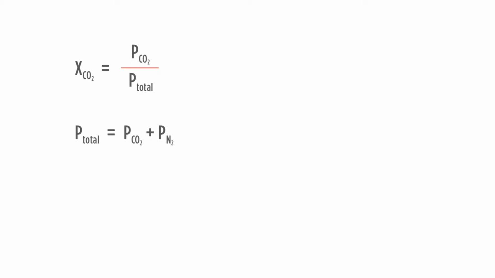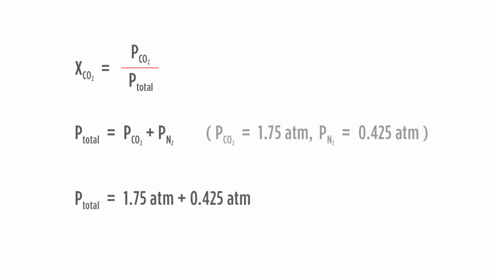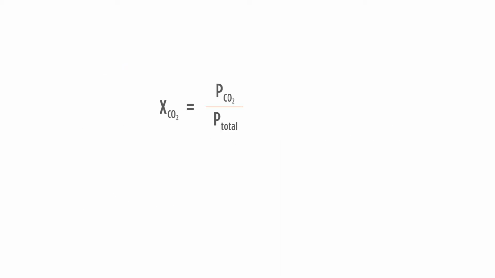We can look those values up. The partial pressure of CO2 is 1.75 atmospheres from the question. The partial pressure of nitrogen is 0.425 atmospheres from the question. We put those into the formula, add them together, and we get a total pressure of 2.18 atmospheres. Now we have both the values we need to calculate the mole fraction. The mole fraction is the partial pressure of CO2 over the total pressure, so 1.75 atmospheres over 2.18 atmospheres. Do our calculation, and we come up with a mole fraction of CO2 of 0.80.